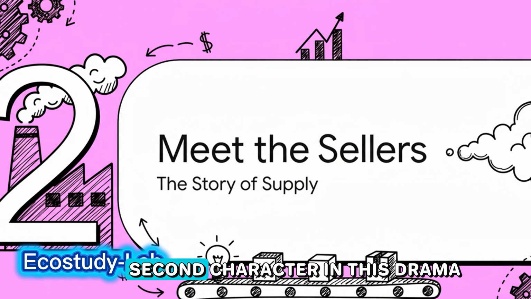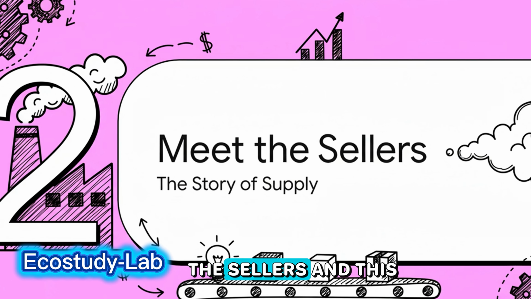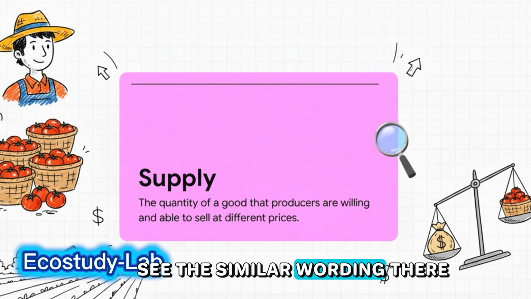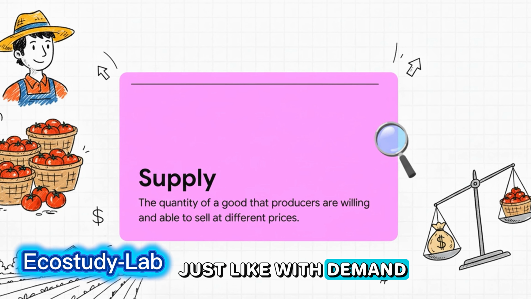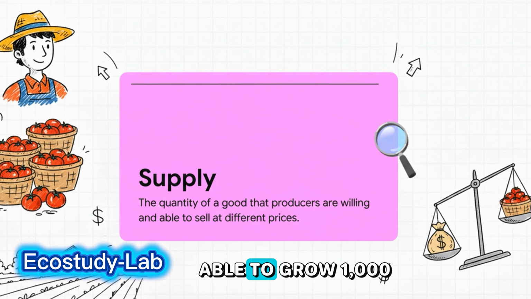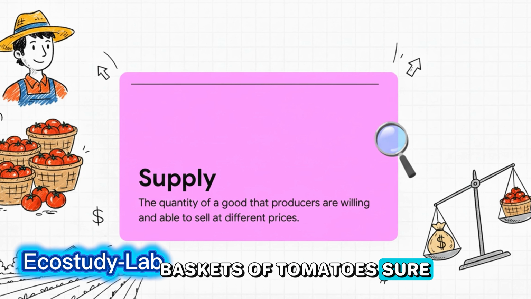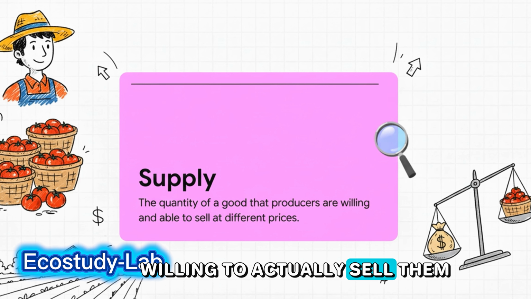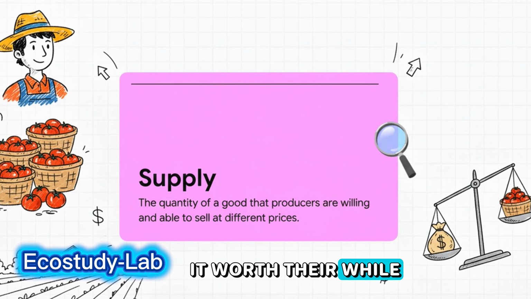So let's meet our second character in this drama, the sellers. And this is the story of supply. See the similar wording there? Just like with demand, willing and able are the magic words. A farmer might be able to grow 1,000 baskets of tomatoes, sure, but they are only willing to actually sell them if the price makes it worth their while.